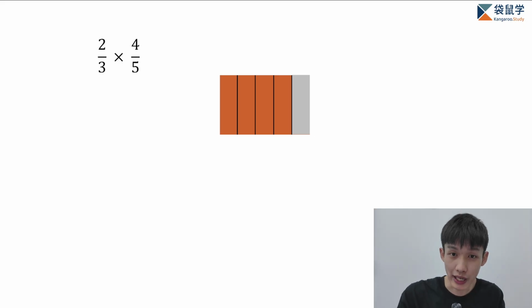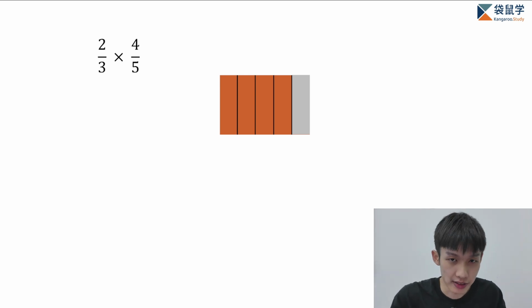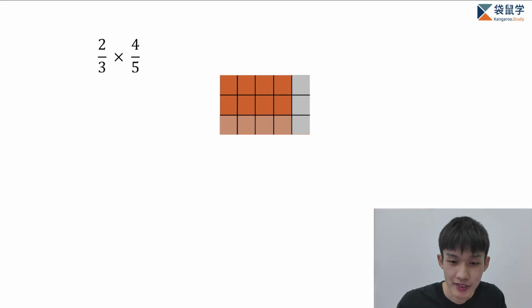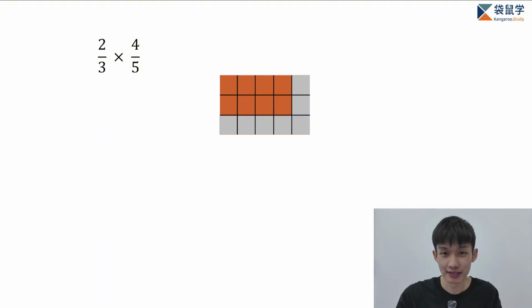Now, this is what we have. But among what we have, we need to take 2/3 of it. That means I need to cut into 3 and we take 2 of them. This time the orange part is what we have left. Now, how many units do we have left? 8 units. But how many units should there be for a whole lasagna? We can count 1, 2, 3, 4. In total there are 15 units.